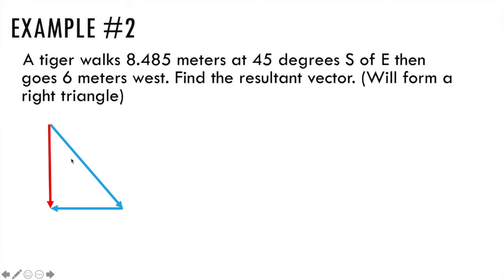So now my next step is to find my resultant vector. Now that's this red one. It's a leg of the triangle. So for Pythagorean theorem, I'm not solving for c, I'm solving for either a or b.